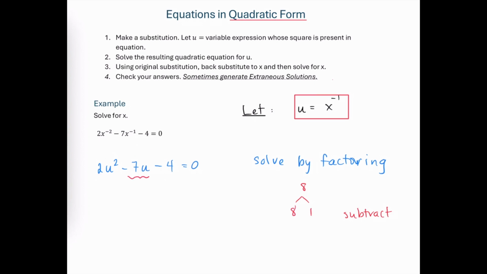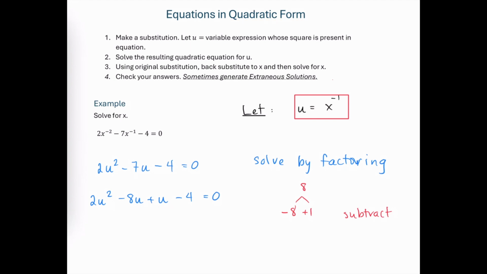We now expand this center term so that it's a combination of 8 and 1. So the 8 has to be negative and the 1 has to be positive in order to ensure that we're going to get a negative 7 out of that subtraction. So we rewrite negative 7u as negative 8u plus 1u. And then we just copy down minus 4 is equal to 0.